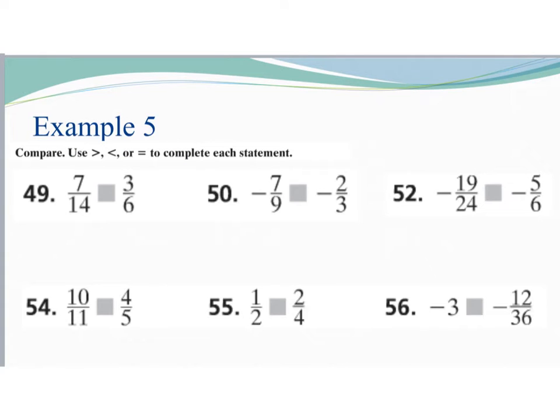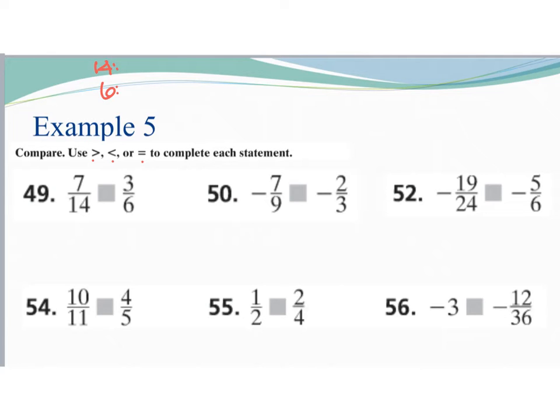For example 5, we're going to compare the two fractions that are given, and you're either going to use the greater than symbol, the less than symbol, or the equal to symbol. So just like in the previous examples, we're going to start out by getting the least common multiples for the denominator. So for 49, I have 14 and 6.